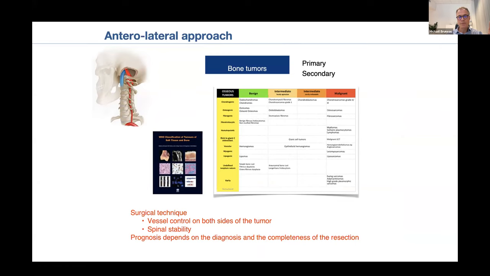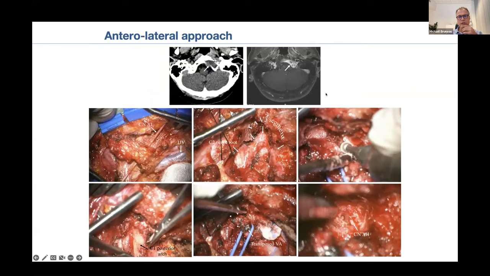And what is crucial is the extent of resection, because the prognosis of bone tumor is related to the completeness of the resection. This tumor, for example, located in the occipital condyle, was a plasmocytoma. You see how it looks during an anterolateral approach.